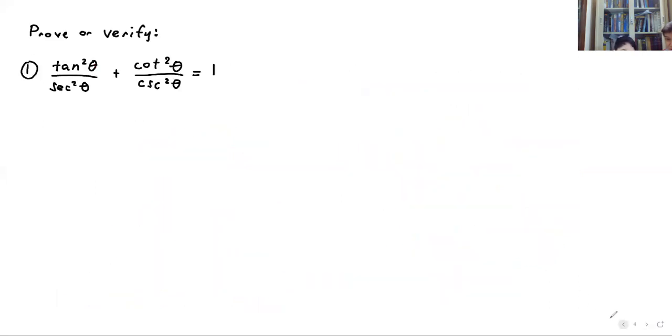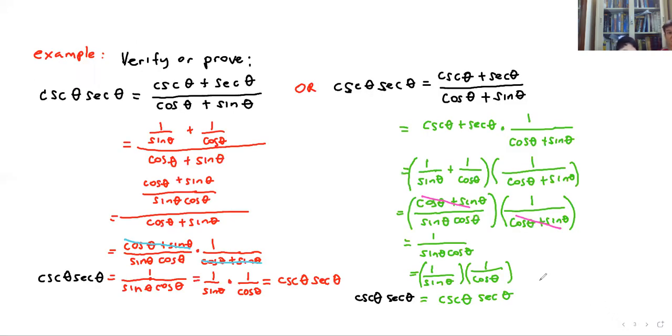And as an example of how to verify or prove an identity, here's our example. The problem is cosecant theta times secant theta is equal to, or identical to, cosecant theta plus secant theta all over cosine theta plus sine theta.